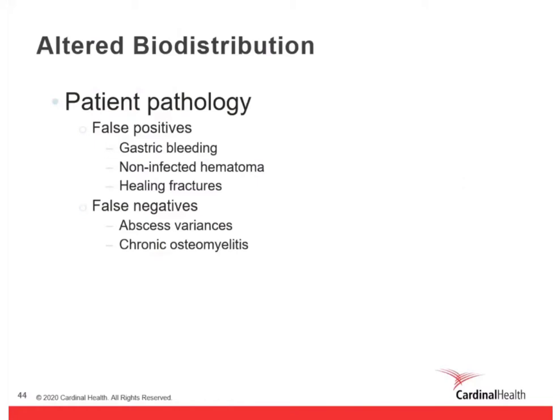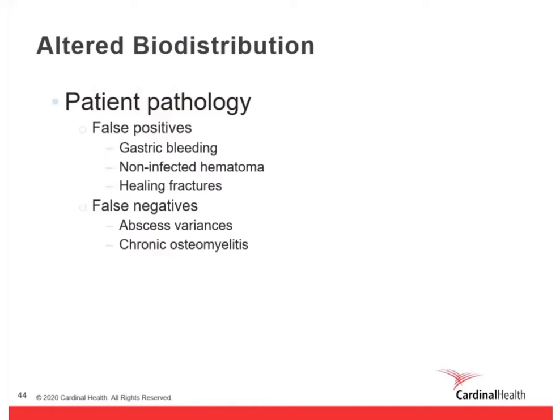So let's take a look at the false positives. In the case of a gastric bleed, we can actually have radio-labeled blood pooling, misguiding the interpretation of the scans. Also, healing fractures can draw labeled white blood cells to the site, but this may not actually be a site of infection. Also, we need to consider our false negatives.